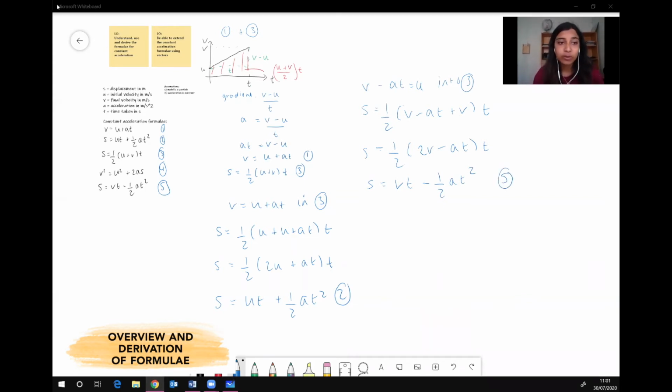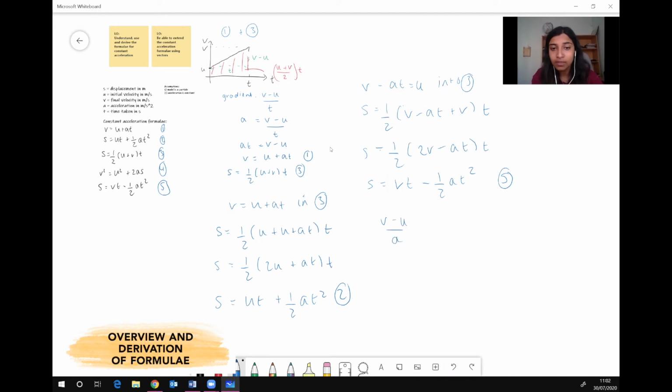So the last equation we want to derive is equation 4, v squared equals u squared plus 2as. The only variable that we haven't found through rearrangement is t. From equation 1, we can say that (v minus u) over a is just t. That's just rearranging equation 1, and then we can sub that into 3 again. So if we sub this into our equation 3 here, we'd get s is equal to half times (u plus v) all over (v minus u) over a.